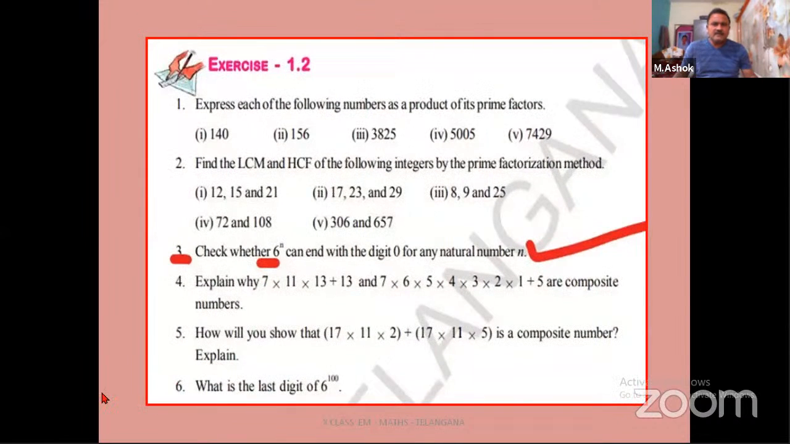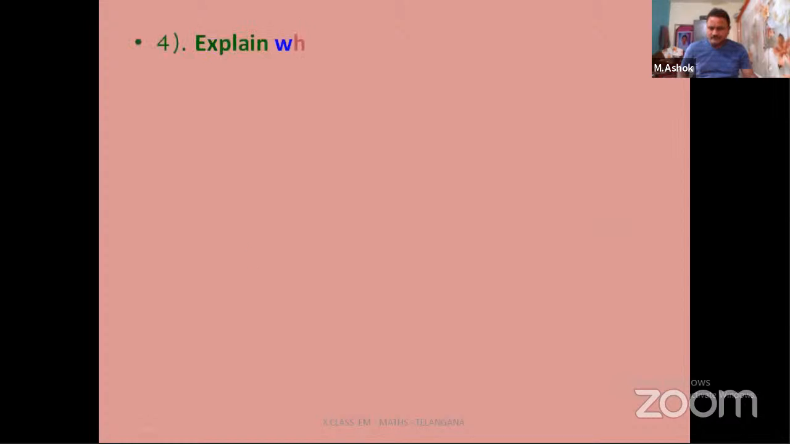A similar sum is there in exercise 1.2. Look at the third sum. Check whether 6 to the power of n can end with the digit 0 for any natural number n. You have to do this as homework. You have to try this one, the same as what I have just discussed. Okay, now move to the next sum. Look at the fourth sum here.